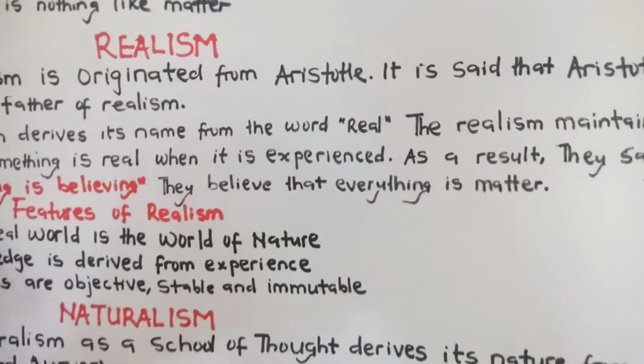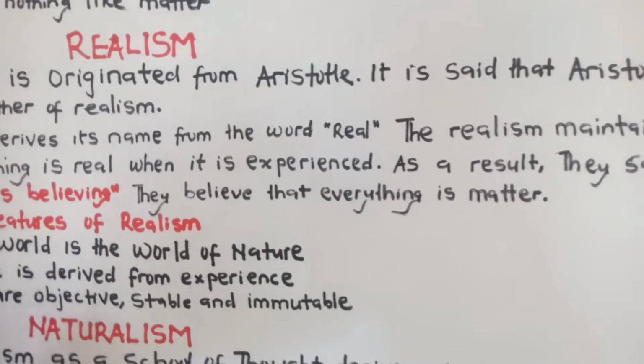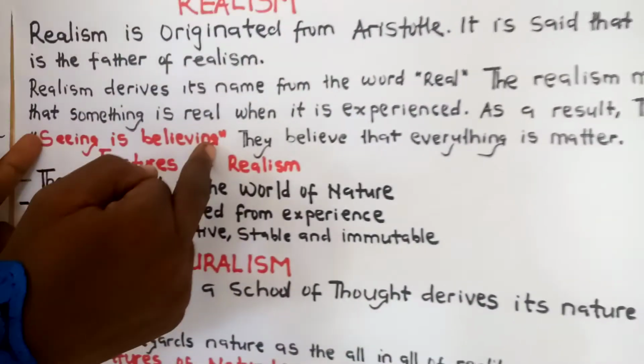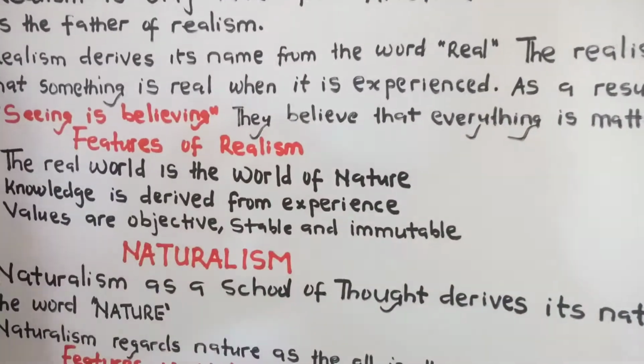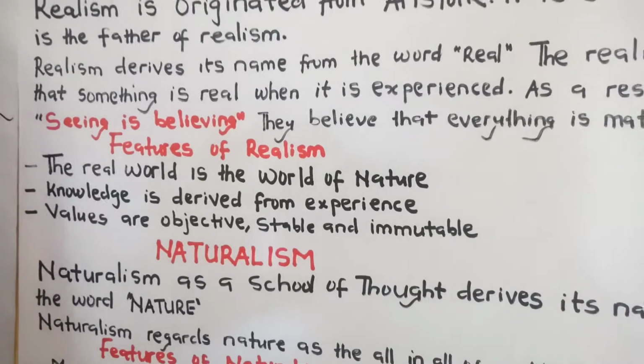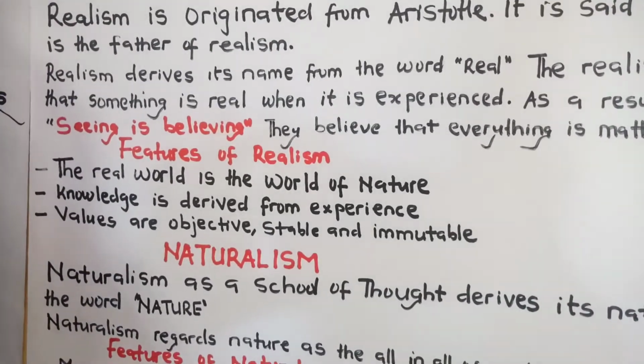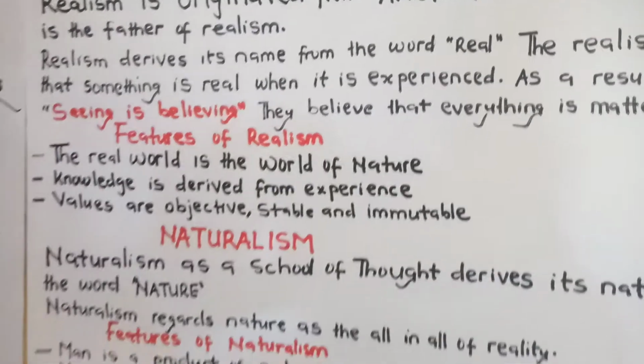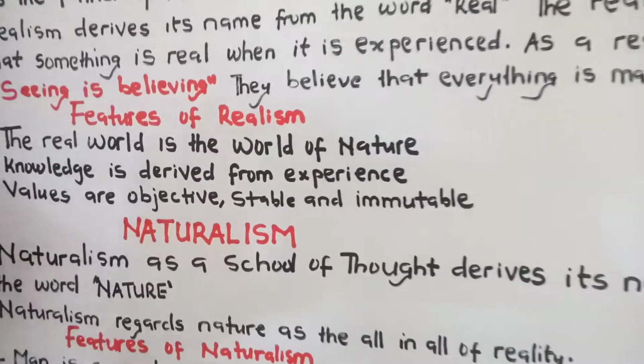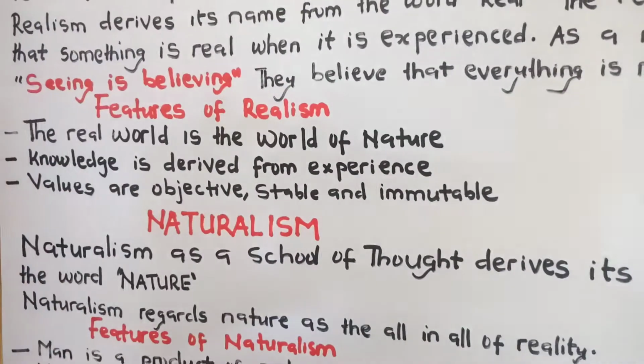What is real? Realism believes seeing is believing. Only what you can see is what exists. It believes in matter. What is matter? What you can see, touch, feel, and so on and so forth. Features of realism, you can see that. Let's move to the next one.